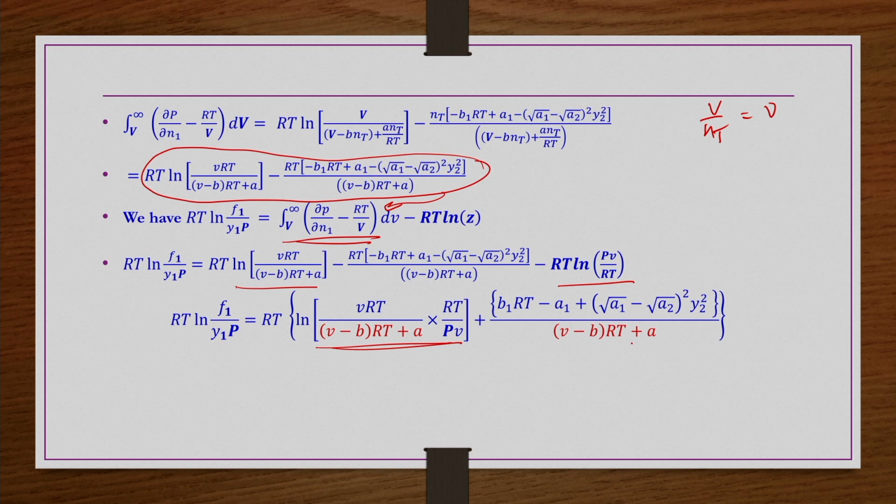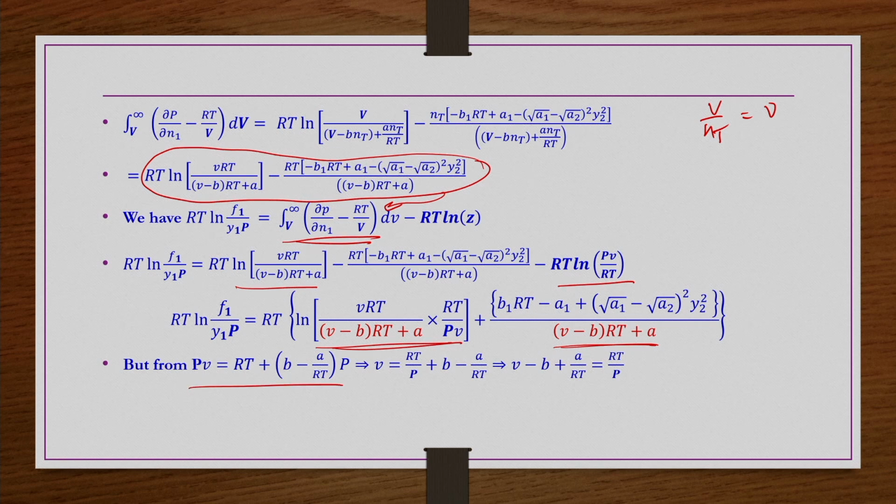So, this (V minus B RT plus A) I have written in red, because from the equation of state, PV equals RT plus (B minus A by RT) P, this is the equation of state. If you rearrange this equation, then V minus B plus A by RT, you will be getting RT by P. That means (V minus B RT plus A) is nothing but RT whole square by P.